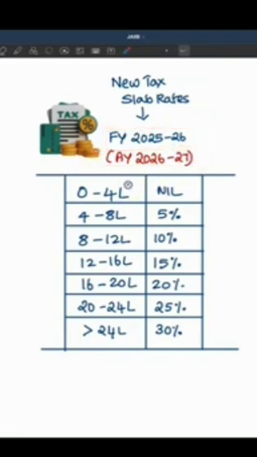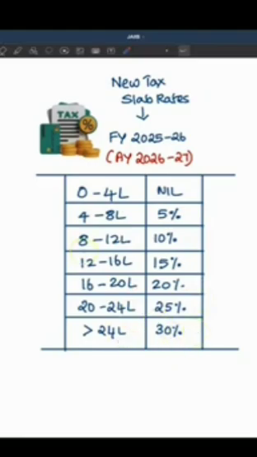So here, up to 4 lakhs there will be no taxes. 4 to 8 lakhs it is 5%. 8 to 12, 10%, 12 to 16, 15%, 16 to 20, 20%, 20 to 24, 25%, and greater than 24 lakh is going to be 30%.